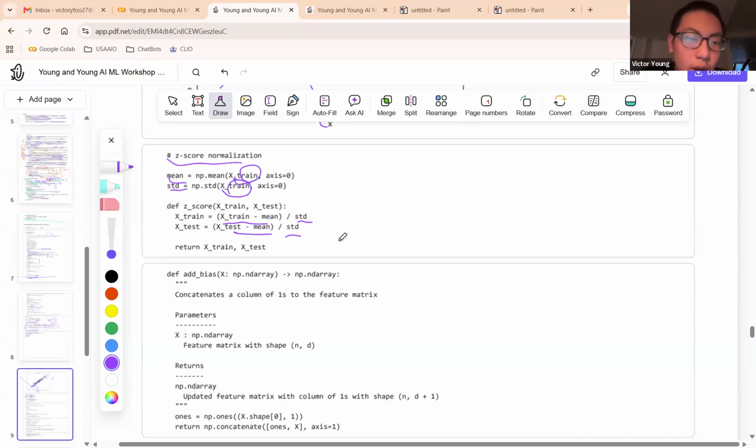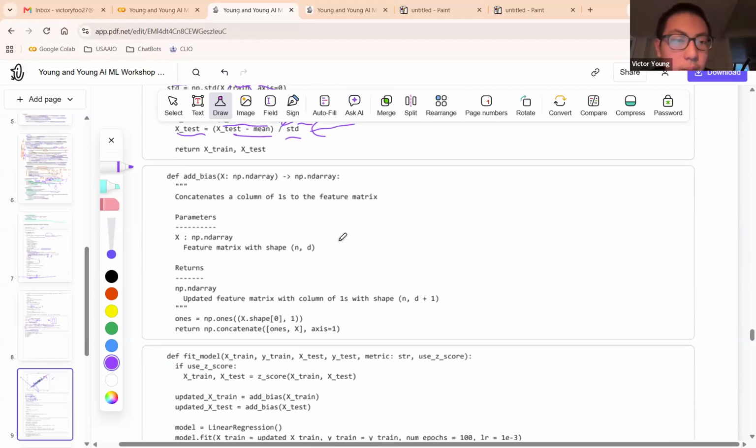And then on the test set, we subtract this exact same mean and divide by the exact same standard deviation. So right here is what I talked about. We do not want data leakage. We do everything on the X train, and then we even use the X train mean on the X test for normalization. All right.